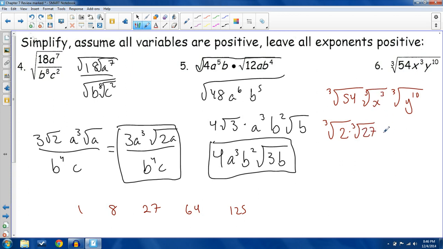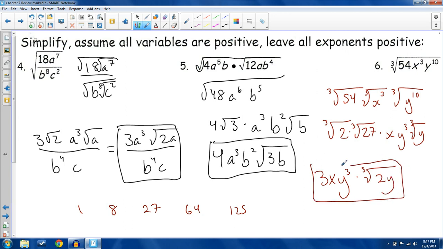Cube root of x cubed is x. 3 divided by 3 is 1, remainder 0. 10 divided by 3 is 3, remainder 1. Okay, cube root of 27 is 3, so at the end I'll have 3xy cubed. Oh, I'm sorry, this is a cube root right there as well. So this is kind of weird. 3xy cubed times the cube root of 2y, like that. I guess that's number 6, so I'm going to move on to number 7.